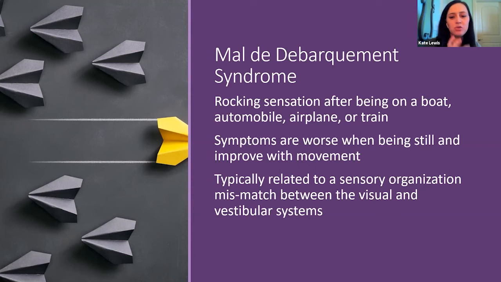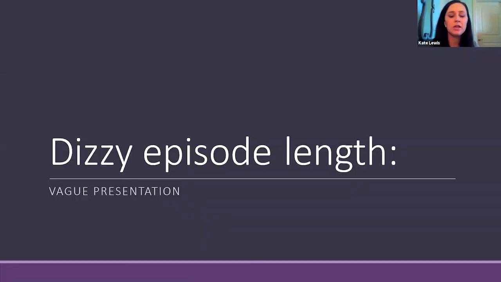And they think it's due to a mismatch and a maladaptive wiring in the brain and in the way that the eyes and the inner ear talk to each other. We don't know a ton about Mal de Debarquement syndrome in the vestibular literature. We're still learning a lot about it, but we can identify it because individuals are kind of opposite from everyone else, right? They feel better when they're moving.